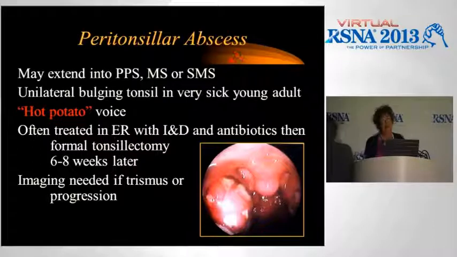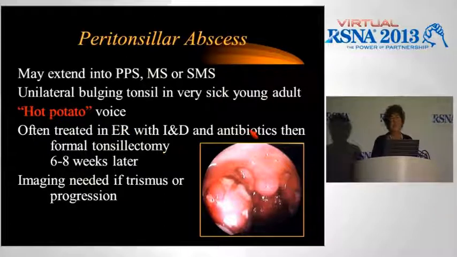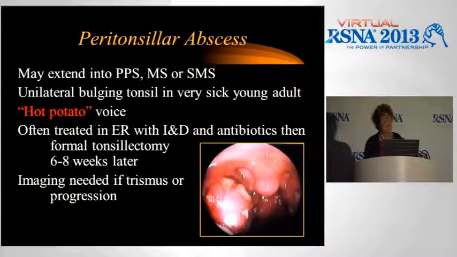So peritonsillar abscesses can extend to the surrounding fascial spaces, with unilateral bulging of the tonsil. This is what you're going to see when you're in the ER. Here's the uvula. Here's this large bulging tonsil. They say they have a hot potato voice, and these are usually incised and drained in the ER, patients placed on antibiotics, and then a tonsillectomy is scheduled for approximately 2 months later.